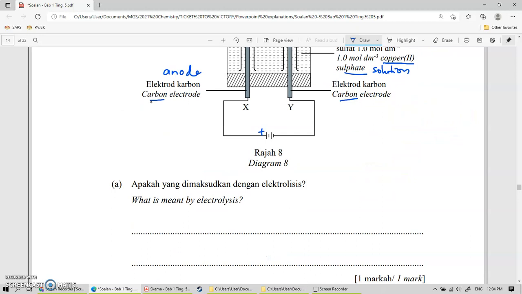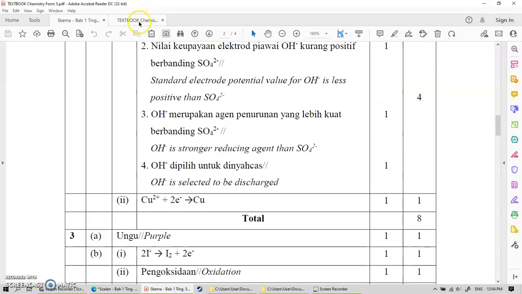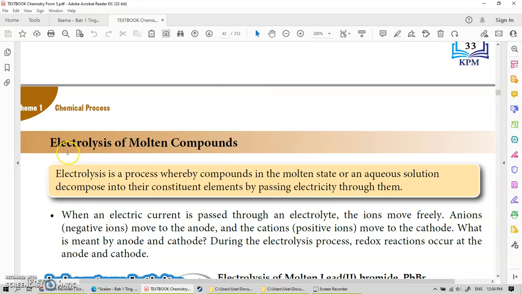Okay, so let's look at question A. What is meant by electrolysis? Now this question is a very popular question. So you need to memorize the definition of electrolysis, which is in your textbook. Electrolysis is a process whereby compounds in the molten state or aqueous solution decompose. Okay, so the compound, which is the solution in this question, decompose means it becomes smaller substances. Decomposes into what? Into its constituent elements.